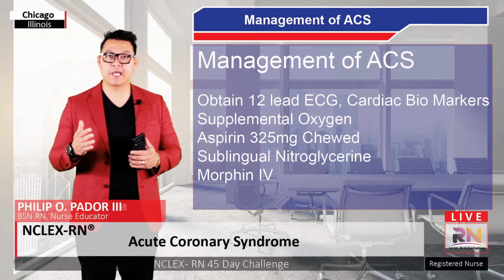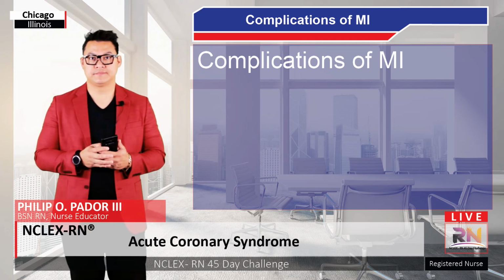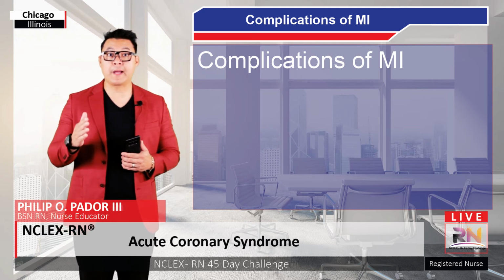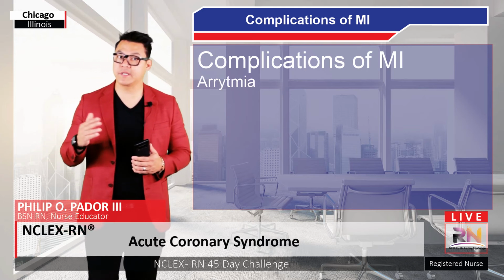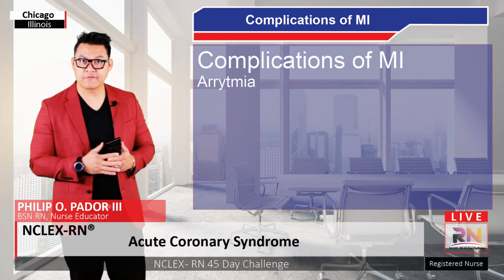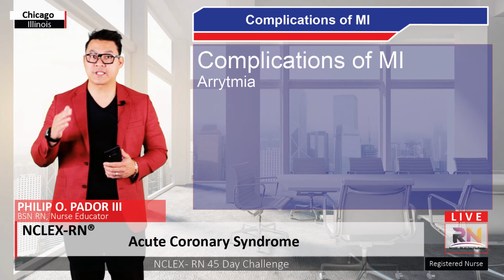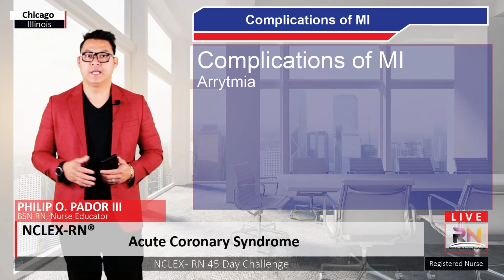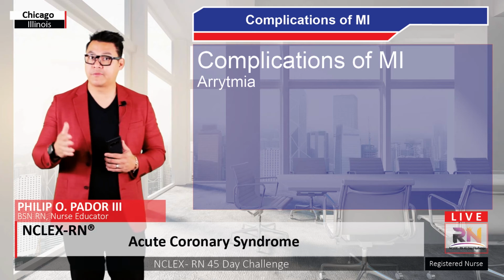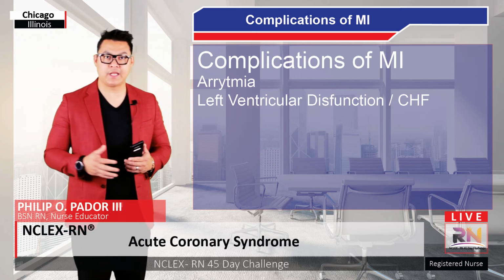There are several complications that occur after a myocardial infarction. The most common cause of death in the first several hours following myocardial infarction is arrhythmia. For this reason, all patients with suspected myocardial infarctions should be on continuous cardiac monitoring or telemetry. Damage to the myocardium often results in left ventricular dysfunction, which can lead to congestive heart failure.